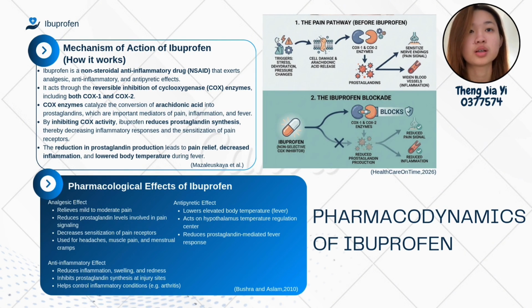As a result, ibuprofen has three main effects. First is analgesic, to relieve pain. Second is anti-inflammatory, by reducing swelling and redness. Third is acting as an antipyretic agent, by lowering fever through its actions on the hypothalamic temperature regulation center.